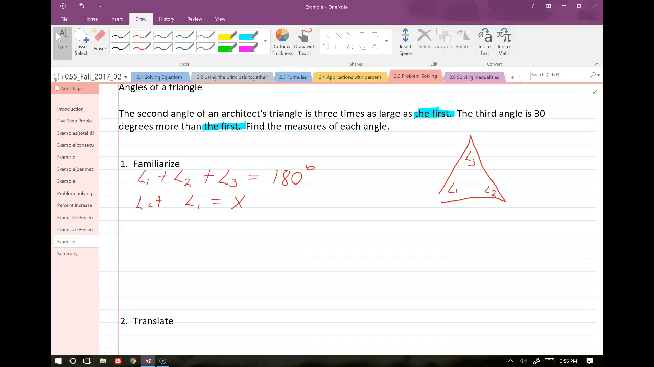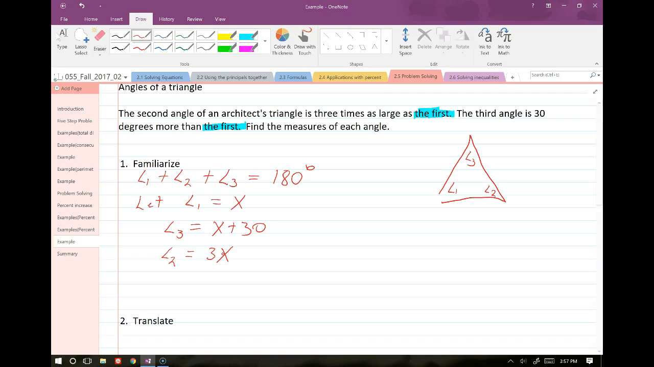So the third angle is 30 degrees more than the first, right? And so we'll say angle 3 is x plus 30. What about the second? The second angle of an architect's triangle is 3 times as large as the first. So what does that mean? Do I say 3x? Yeah, all right, there we go. 3 times the first is equal to the second.